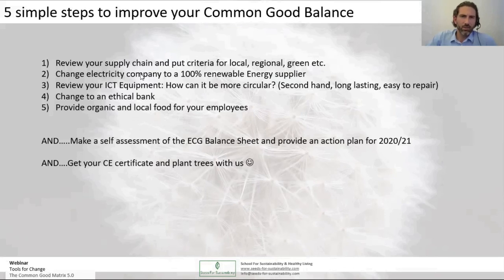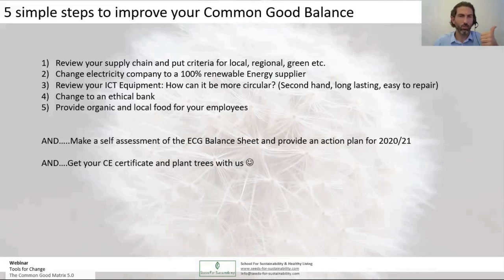So what can I do? Yeah, you can review your supply chain. So where do I buy things? And put maybe criteria for being local, regional, circular, or green, or whatever you want to do. Maybe you can also arrange some kind of decision order. Those of you coming from IT know how these things work much better. But you have maybe an algorithm to say, okay, I need to get something.